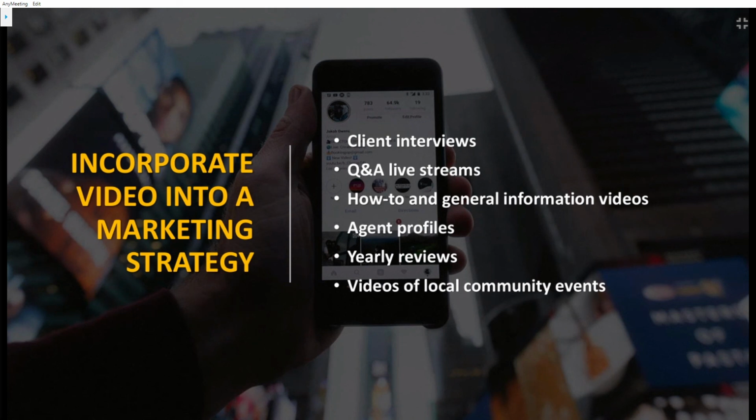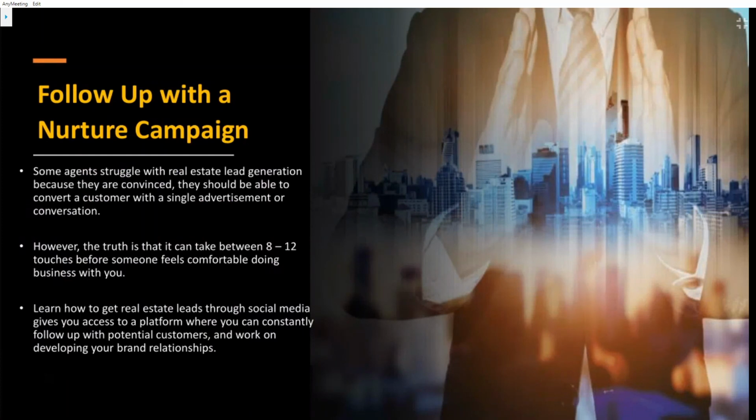But my point is that would have made a great how-to general information. Got a yard that's challenging? Take a look at what this guy says. These are the kinds of things that help people. Agent profile, make sure that your profiles are good, and then yearly reviews. All of these things can be done, if you're recruiting, some of this is geared towards recruiting. Videos of local community events, and I know there's none of them right now, but eventually there will be.